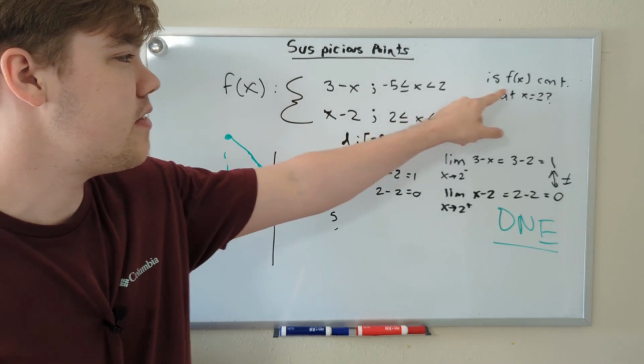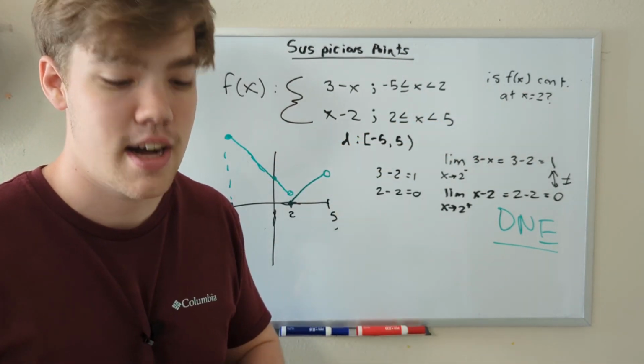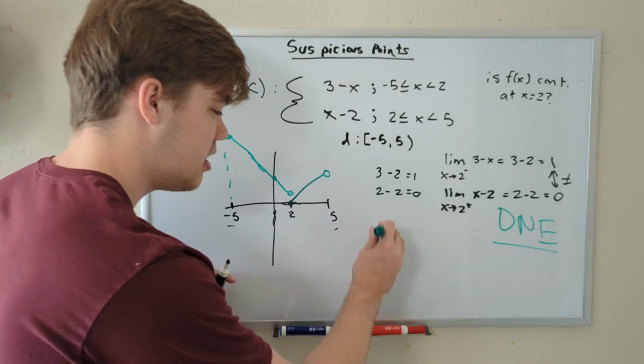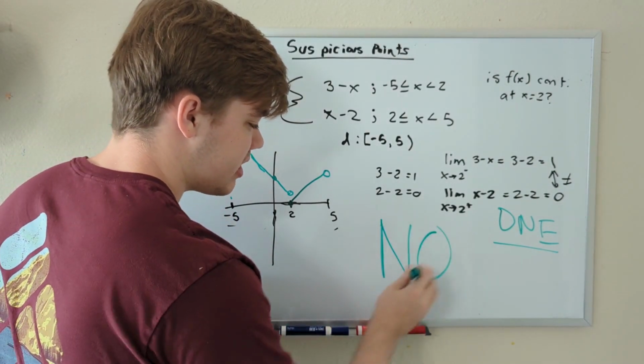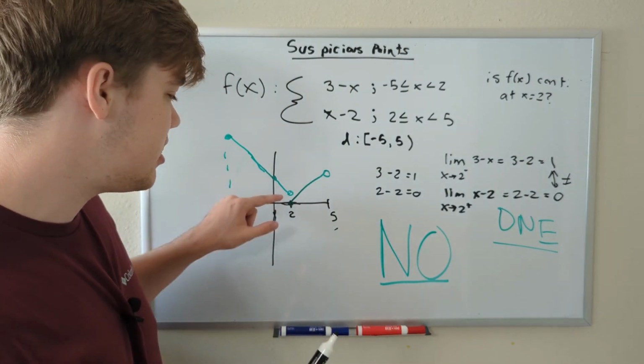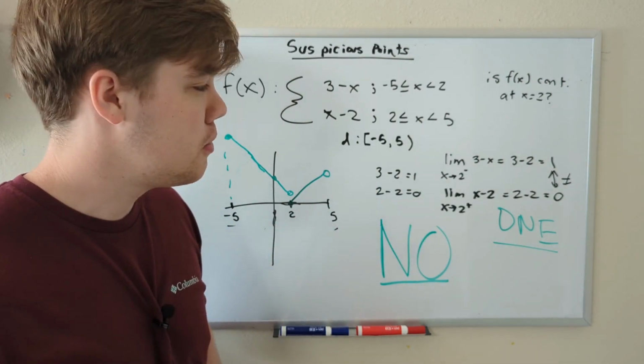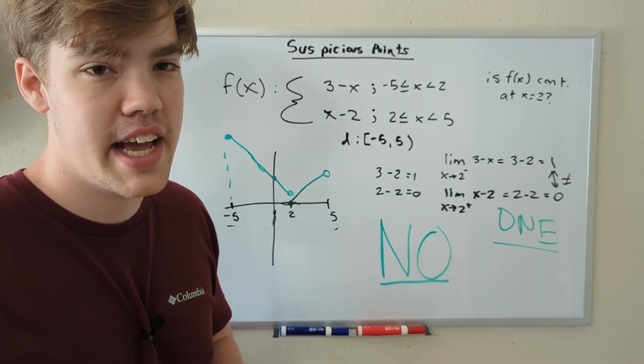Well, we wanted to figure out if f is continuous at x equals 2. And if the limit doesn't exist, it cannot be continuous. So the answer to this question is no. f of x is not continuous at x equals 2. It's very easy to understand visually since we have this obvious jump here, but it's not too taxing to do it mathematically as well. Let's do one more example so that way you really get the hang of suspicious points.